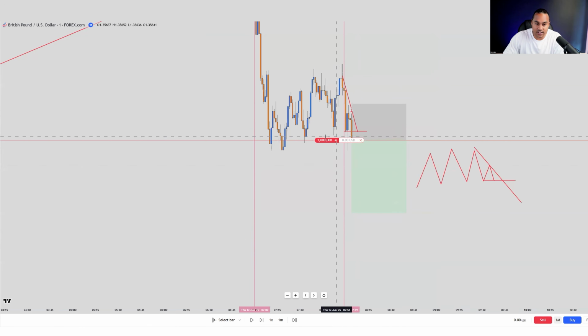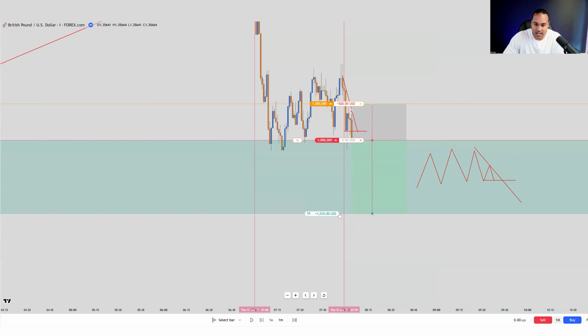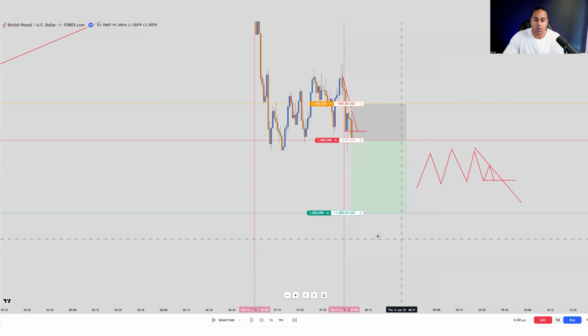So as you can see here, we're going to sell this. We're going to place our stop loss above the high. Here we're risking 500 and we are going for a 1 to 2, so a 1,000 target. Now I'm going to continue to play this forward. As I said, what we're anticipating is price to continue bearish. And as you can see, this is what we're doing.